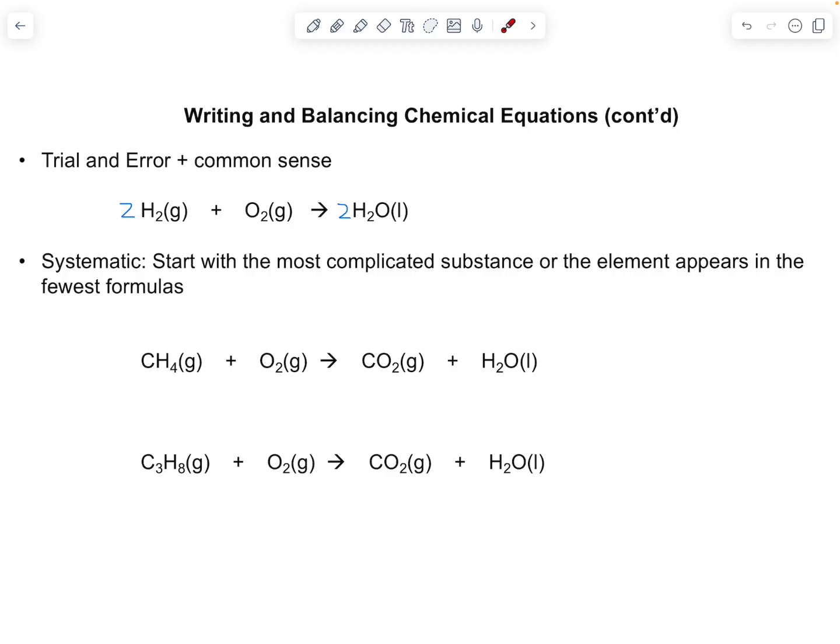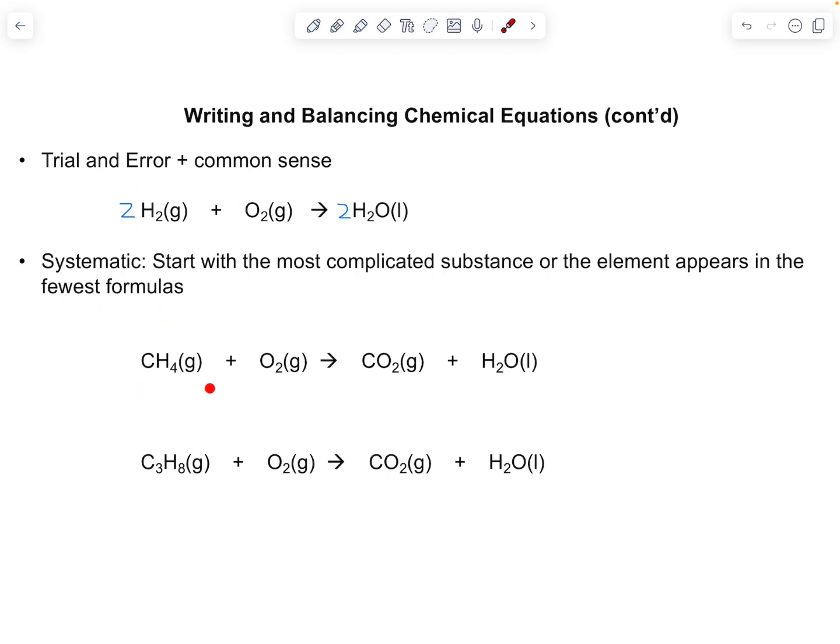You could also try to balance your chemical equation systematically. There are multiple ways to systematically balance a chemical equation. Particularly later, we're going to talk about how to balance a redox reaction utilizing oxidation states and so on. For now, I just want to show you some really quick and simple method for systematically balancing a chemical equation. You should start with the most complicated substance, or the element that appears in the fewest formulas.